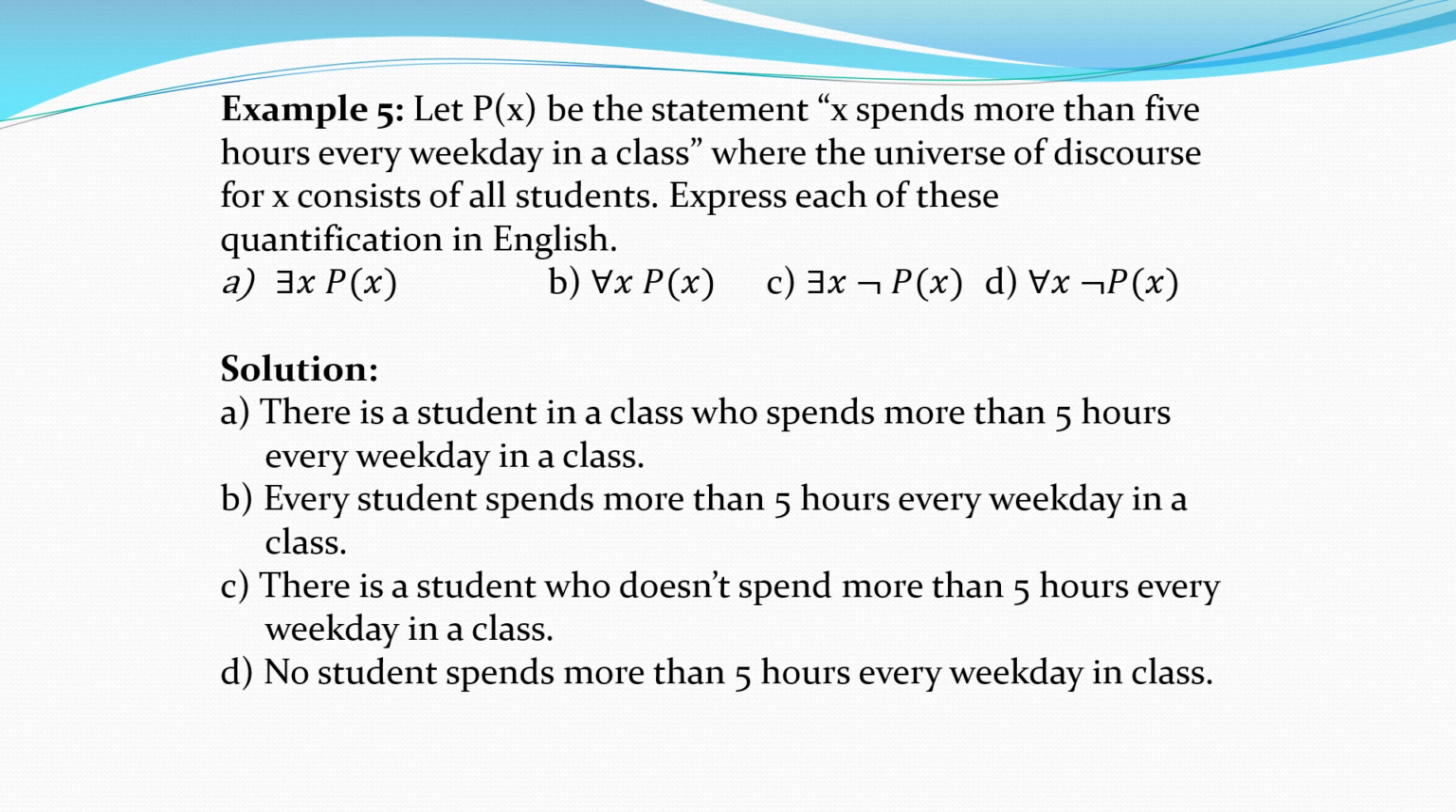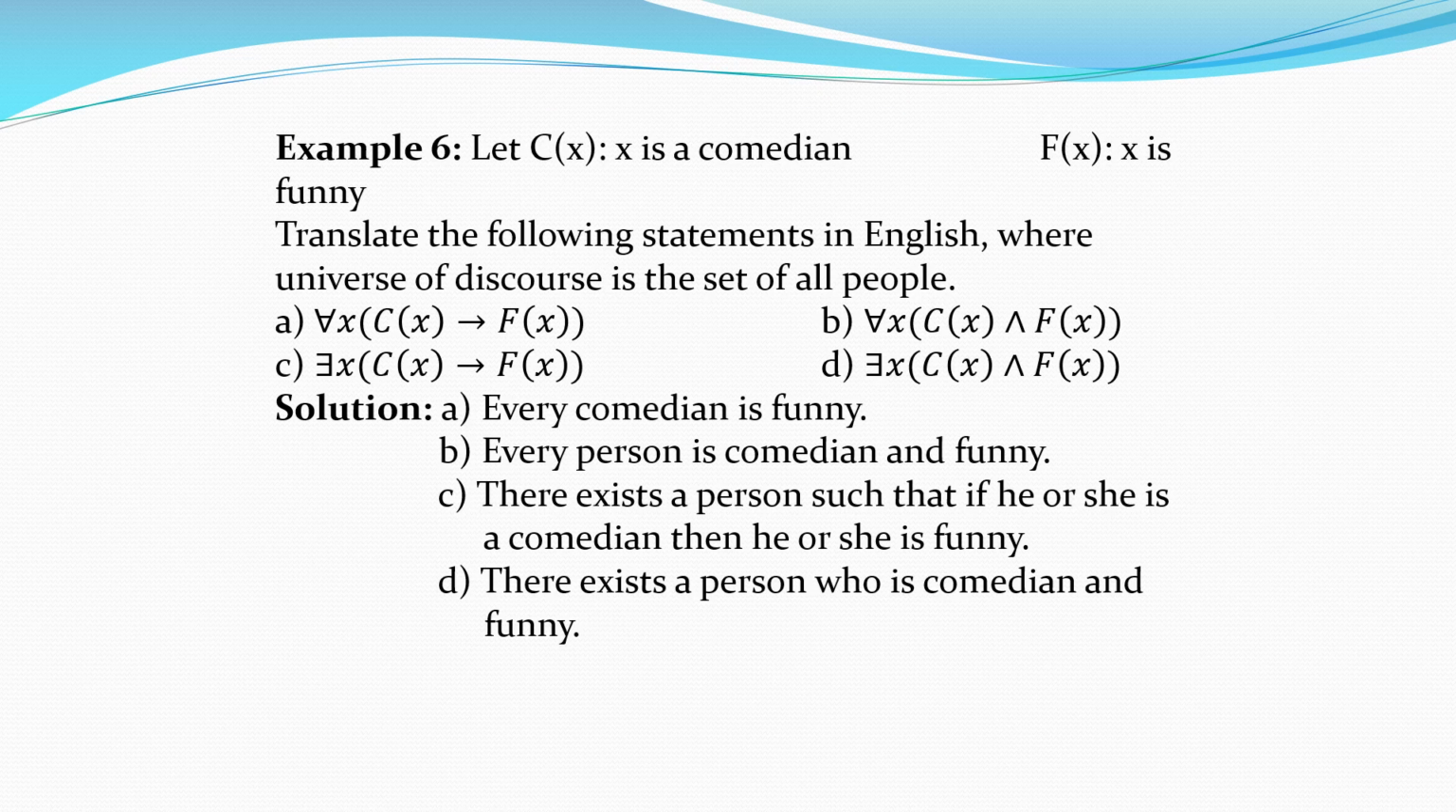So in this way, the question can be asked in this way also, that express the given quantification in English. In the previous problem, we were given it in English and then we expressed them in symbolic form using quantifiers. Now again, this is the same type of question. So here Cx is given as x is comedian and Fx is given as x is funny. Now the given statements in symbolic form we have to express in English. Now the universe of discourse is the set of all people.